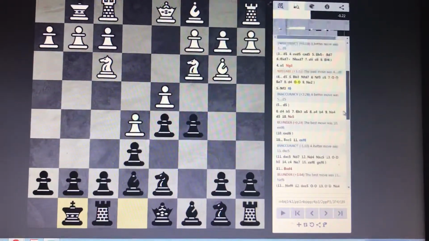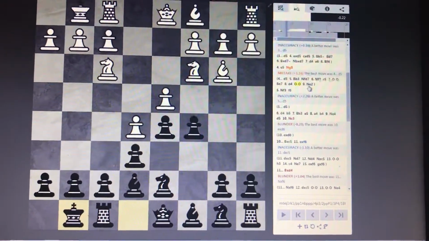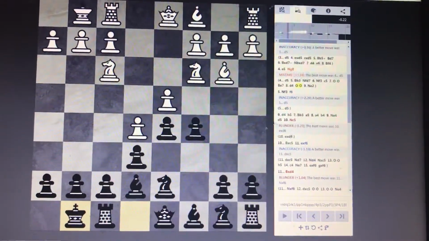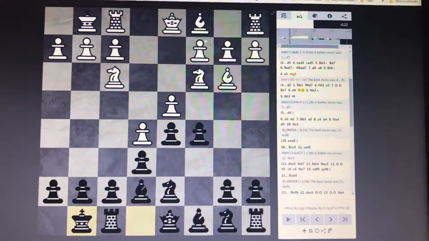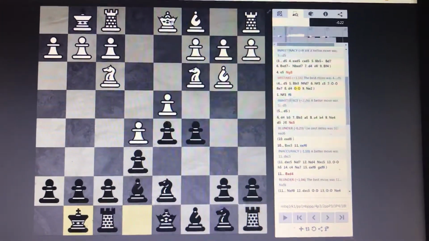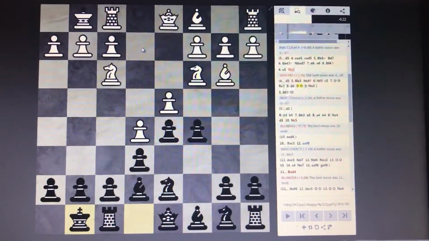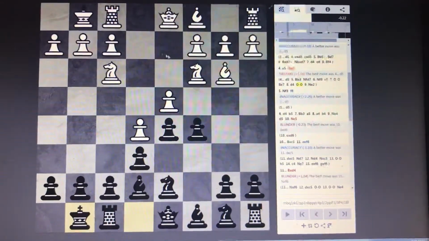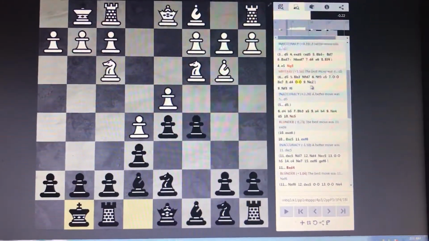Anything else that I don't understand here? Knight to e2. So e2 is where? It's A, B, C, D, E, 2. So the only knight that can move to e2 is this guy. So he didn't need to differentiate, I guess.